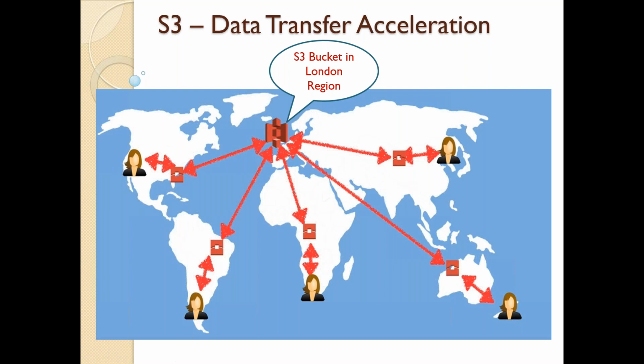They have a dedicated network. We saw that already. They have a 10 gigabyte Ethernet cable. It will go through that. Keep in mind, data transfer acceleration is chargeable. It doesn't come under the free tier. Okay.